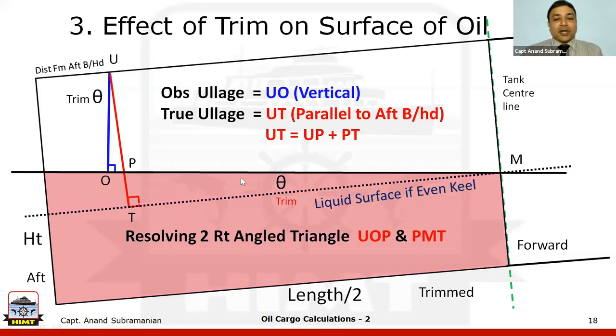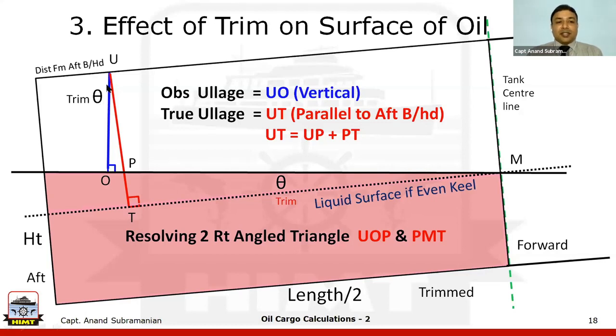Exactly. Now imagine this particular ship is perfectly upright and even keel. In that case, both the dotted line and the bold line will coincide, and this blue line will exactly coincide with this red line. Now, as this theta increases, this angle also increases. So this theta is exactly the same as this theta. This theta is caused because of trim. The same theta can be transposed over here, and we can use the same theta value over here also. So the theta value is known to us.